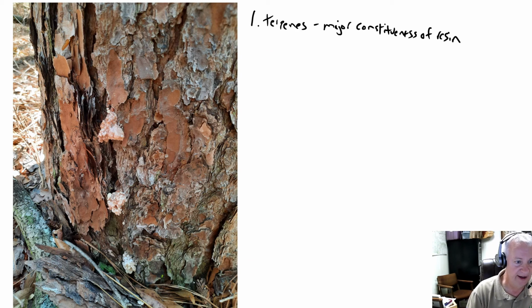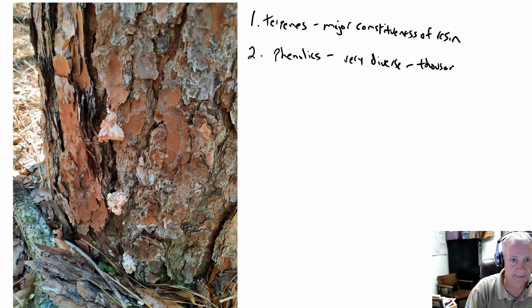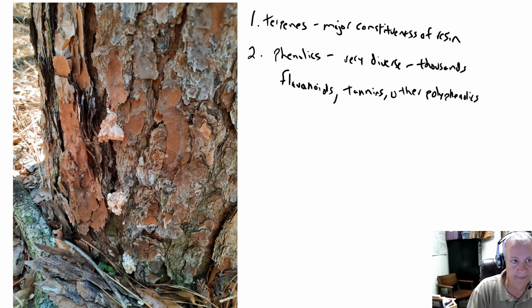Another category of chemical defenses is phenolics. Now this is a very diverse category of compounds. There are thousands of phenolic compounds synthesized by different pathways, but things like flavonoids, tannins, and other polyphenolics are all included in this group. And again, these have toxic or inhibitory effects.